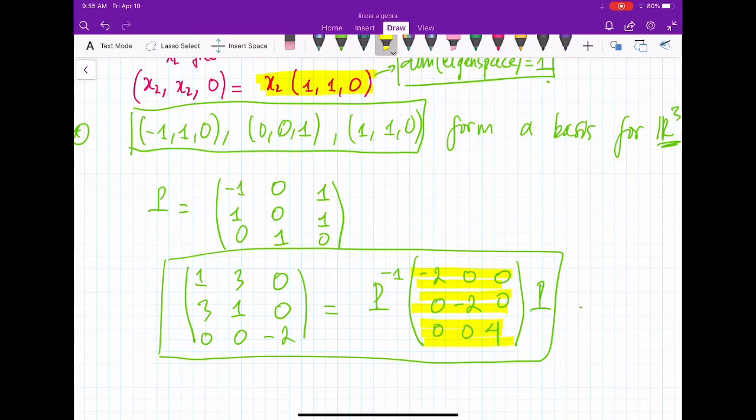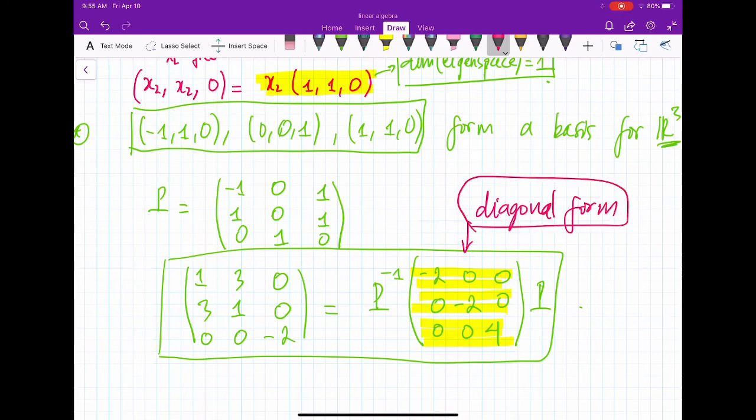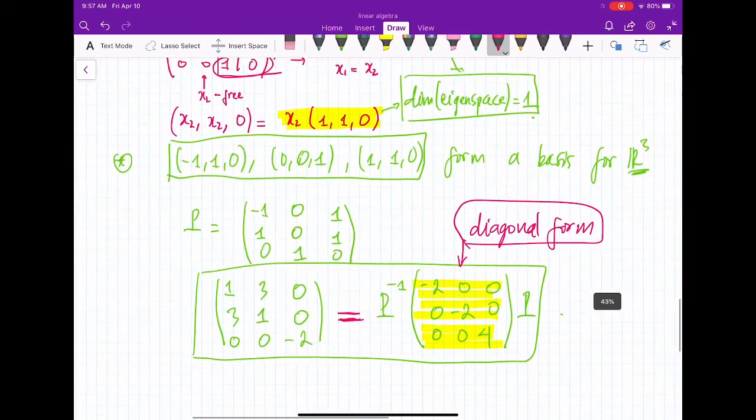This is another representation of our linear transformation. And this matrix has diagonal form. Don't forget that. This is very important for computation because we know that working with diagonal matrices is always easier. Make sense? So I want to suggest you to check this identity, okay, as homework. Before we finish this lecture, I would like to mention one more thing.